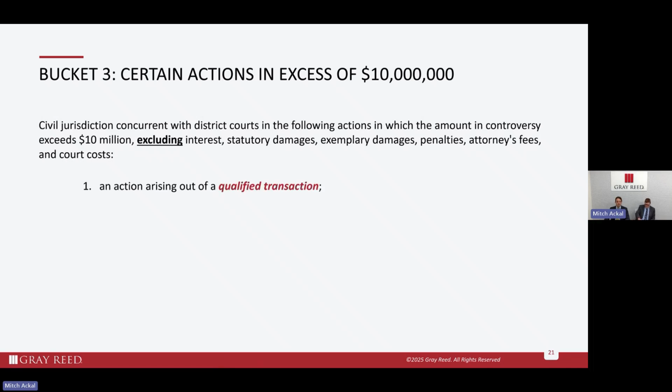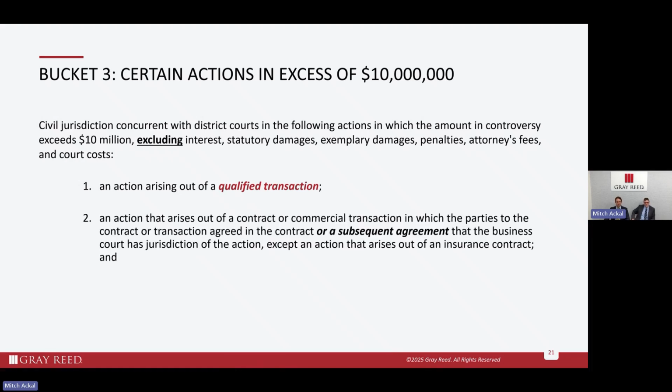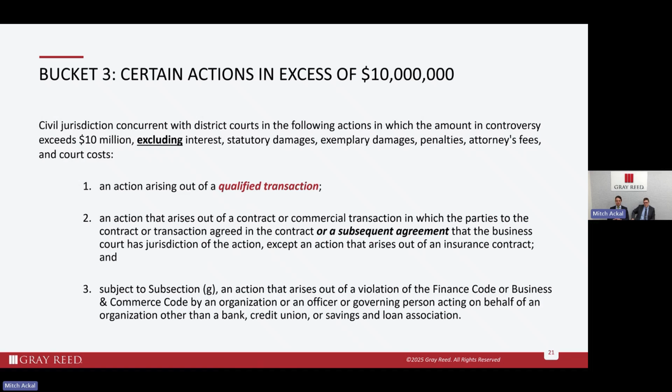So again, I've got 10 million in controversy, and then one is an action arising out of a qualified transaction. We'll discuss that momentarily. Two, an action that arises out of a contract or commercial transaction in which the parties to the contract or transaction agreed in the contract, or a subsequent agreement, that the business court has jurisdiction of the action, excepting insurance contracts, and we'll come back and talk about that too. And then three, there are certain actions that arise out of the finance code. We won't talk about those, but let's start with qualified transaction.